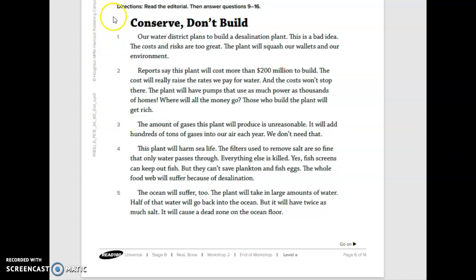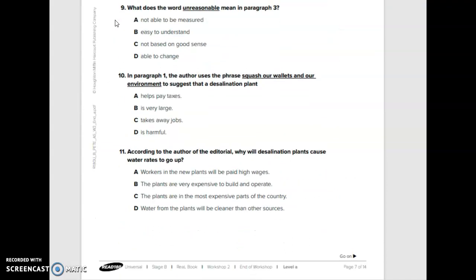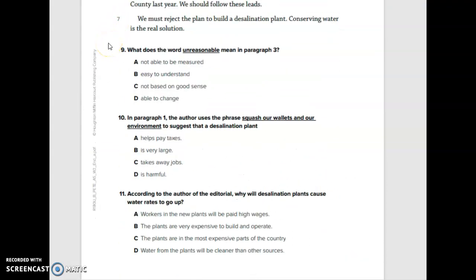Okay, next up, you are going to read the editorial, then answer questions 9 through 16. So this is called Conserve, Don't Build. Go ahead and take your time, read through the passage. Number 9, what does the word unreasonable mean in paragraph 3? A, not able to be measured. B, easy to understand. C, not based on good sense. D, able to change.